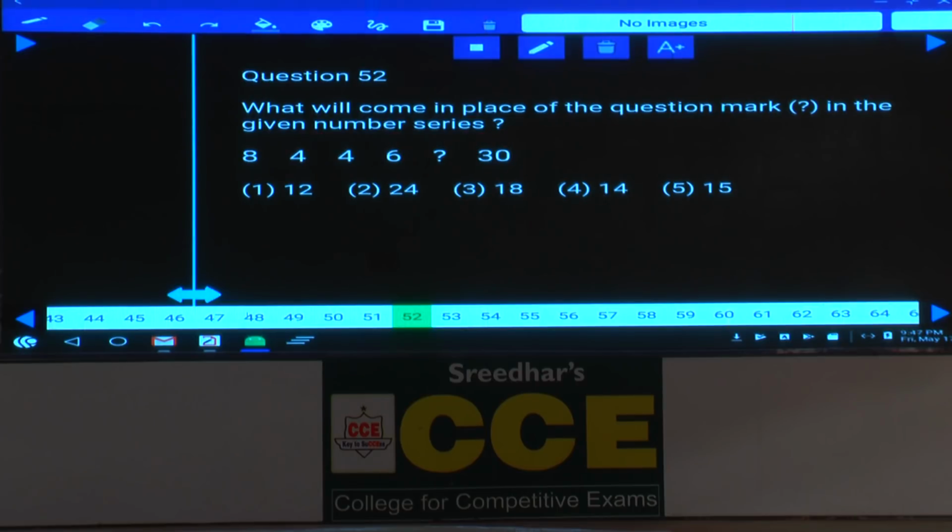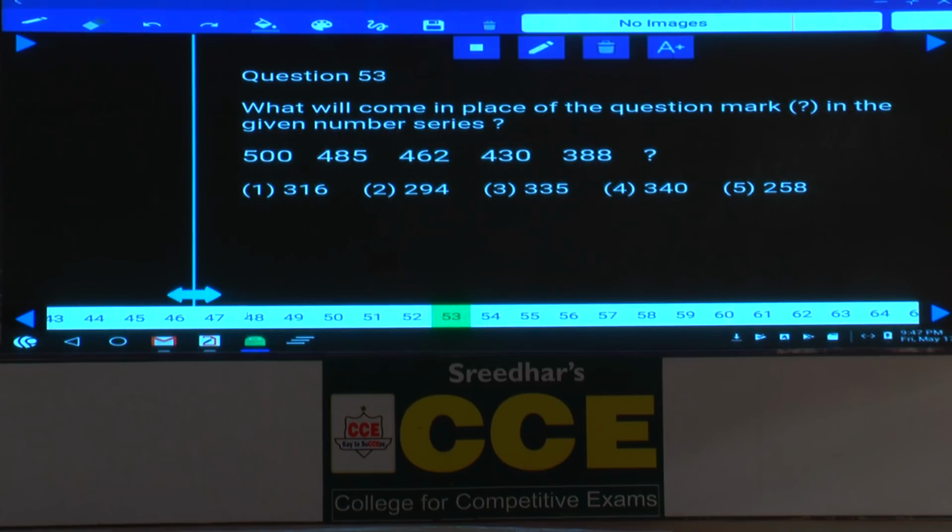Then coming to question number 52. 8, 4 and 4. 8 and 4 can be written as 8 into 0.5 is 4 and 4 into 1 and 4 into 1.5, 0.5, 1, 1.5, 2 and 2 is 12 into 2.5 is 30, 2.5, 30. Hence what is the number here? 12, that is choice 1, 52 choice 1.